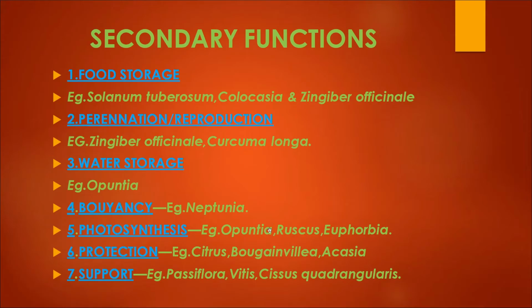Buoyancy in Neptunia. Buoyancy in aquatic plants helps to balance and helps the plant to float on the water. The stem helps in photosynthesis when it bears a photosynthetic pigment called chlorophyll, for example Opuntia, Ruscus, Euphorbia, etc. The stem also helps in protection by having modifications like thorns and spines, as in citrus, bougainvillea, acacia. It helps to support, for example Passiflora, Cissus quadrangularis, etc.